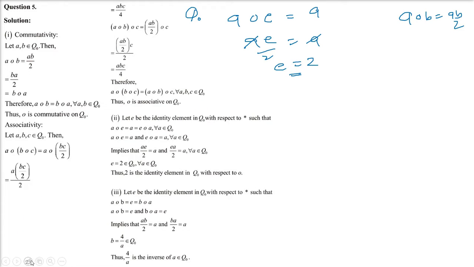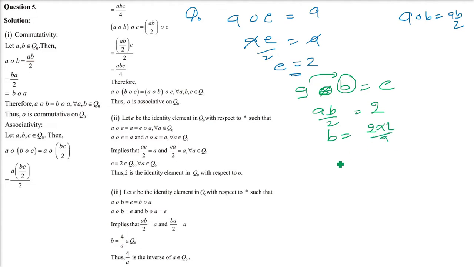Now coming to the inverse. What do we do in inverse? If we have an element A and an element B coming from Q0 and the operation gives you the identity element, then B is the inverse of A and A is the inverse of B. A star B is AB by 2, and E is also 2, which we just found out. So we have to find out B. B is the inverse, so B is 4 by A. This is going to be the inverse of A.